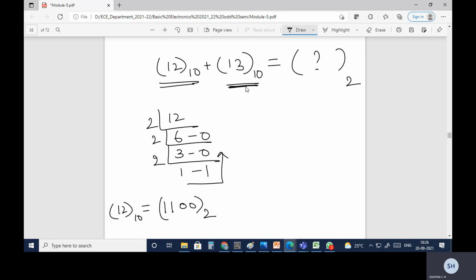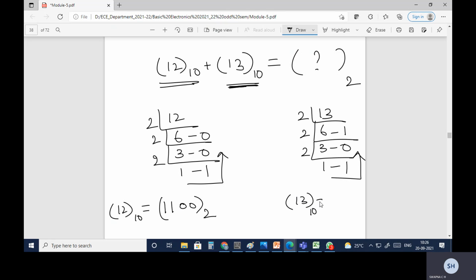In the same way, this 13 also you need to convert to a binary number. 2 sixes are 12, 1 is the remainder. 2 threes are 6, 0 is the remainder. 2 ones are 2, 1 is the remainder. So again you represent this 13 in binary form. 13 base 10, this base 10 indicates it is a decimal number, is 1101 base 2.